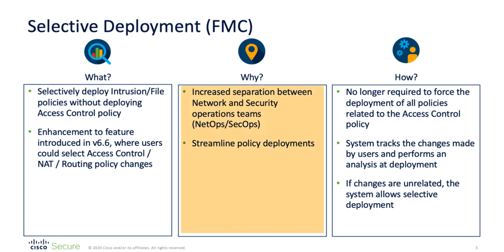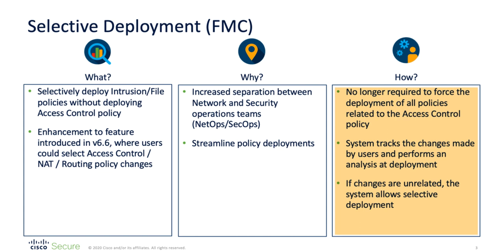In addition to simplifying workflow and streamlining policy deployments, this change allows teams to separate the NetOps and SecOps duties to fit the operational or regulatory needs of the organization. Once an access control policy has been created, and intrusion or file policies have been added to one or more access rules, any subsequent changes to the intrusion or file policies, made by SecOps teams for example, do not require the access control policy to be deployed, or any other policies within the access control group, such as identity or SSL policies. Also, a NetOps user can add, remove, and edit access control rules and deploy them without having to deploy intrusion or file policies.